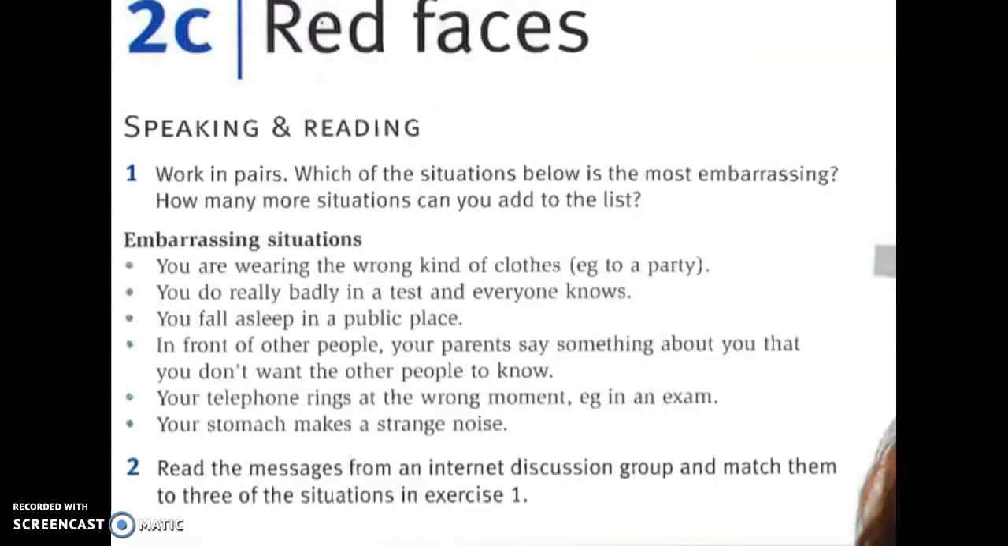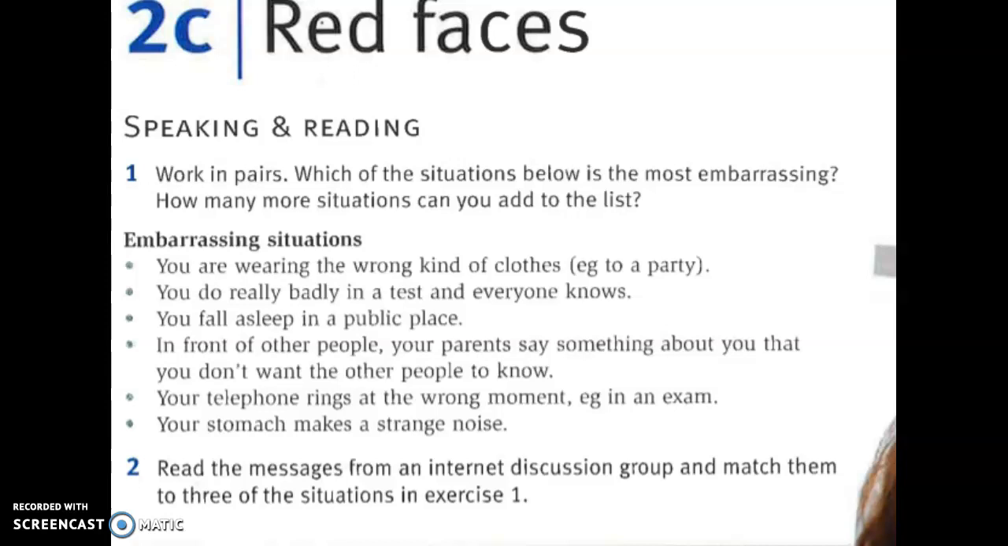Very useful. So moving back to the student's book here, this is a very nice exercise, exercise 1, different embarrassing situations. I would put these on a slide or on a handout, depending if you're in the classroom or online, and then ask the students to decide which one is the most embarrassing.